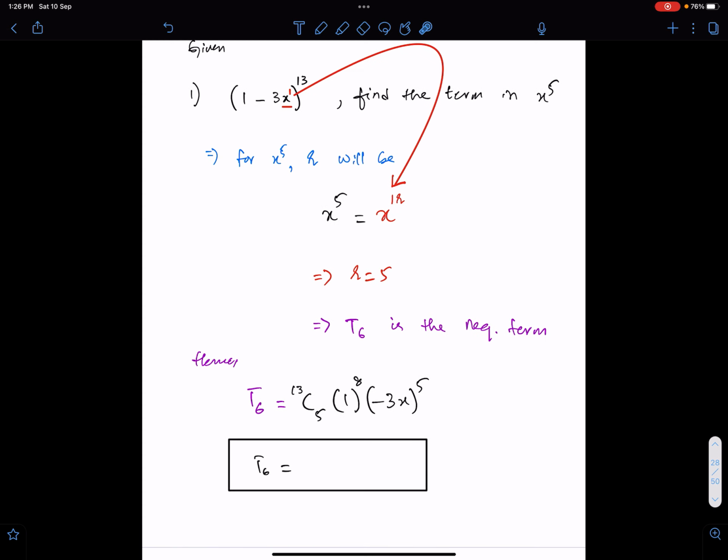So according to the Tn formula, write 13C5. This is 6, so this number is 1 less than this number. The first term is 1 and the second term is negative 3x. Make sure you must take the second term with its sign while using the Tn formula. Just solve this and get the answer.